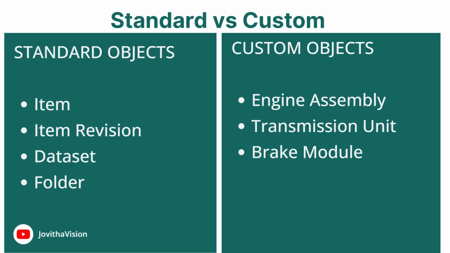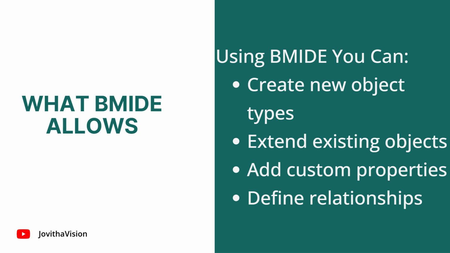Why do we even need BMIDE? Let's think practically. Teamcenter comes with standard objects like item, item revision, dataset, and folder. But let's say you are working for an automotive company. Will item be enough? Maybe not. They might want object types like engine assembly, transmission unit, brake module. Are these available in the standard installation? Not usually. That's where BMIDE comes in. Using BMIDE, organizations can create new business object types, extend existing ones, add new properties, and define supported relationships. So, BMIDE allows Teamcenter to adapt to business needs.